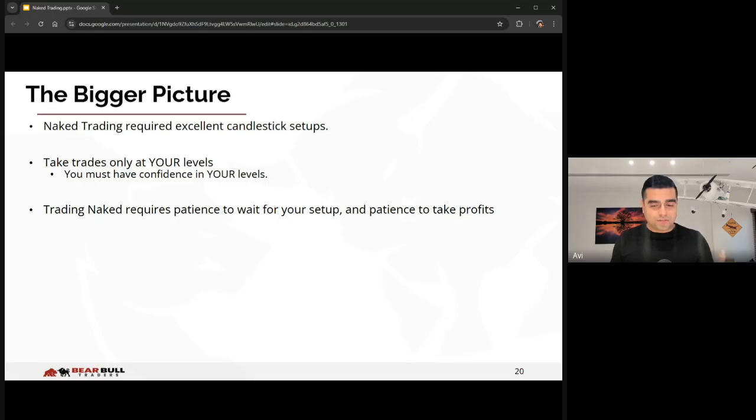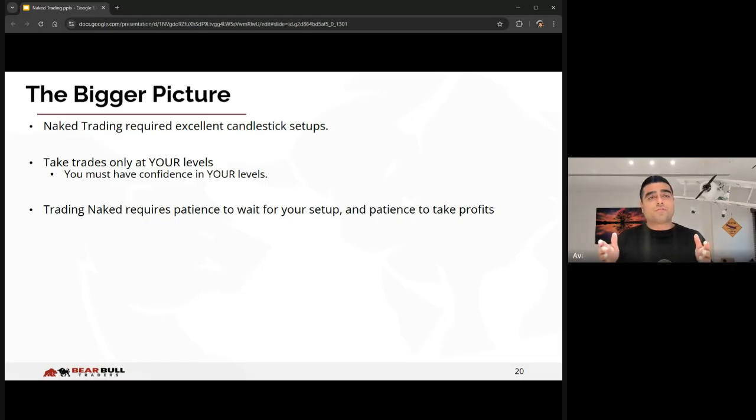Lastly, I just want to leave you with this. When you're picking your levels, make sure you trust them. Like I said earlier, there are many ways to pick levels on stock charts. Find a way that makes sense to you. Use levels that you believe in. You want to understand why they're on the chart, like yesterday's high, yesterday's low. Okay, you know why they're there. The absolute high was resistance yesterday. Okay, it makes sense to you. Fine, use that. There's no right or wrong way about levels.